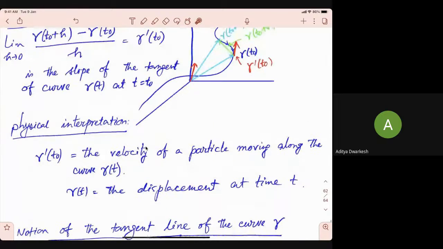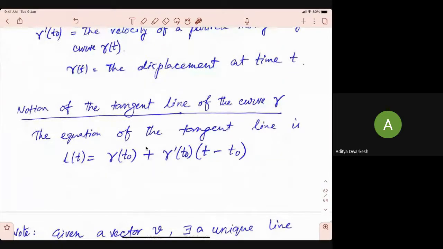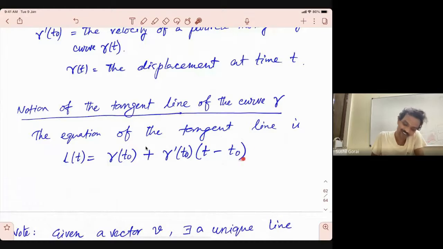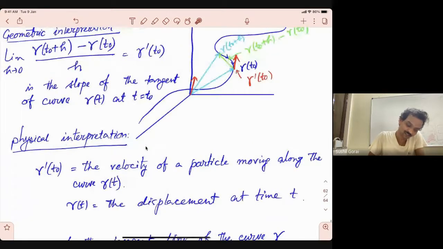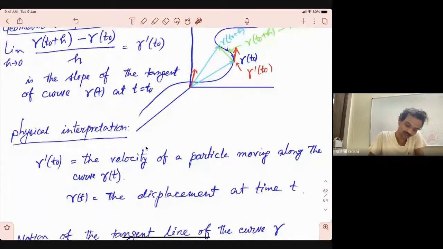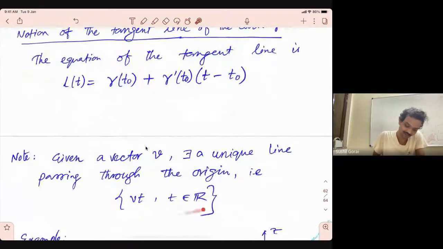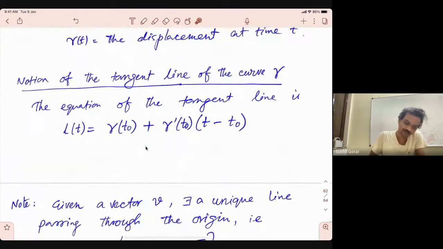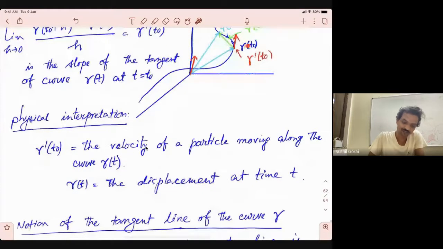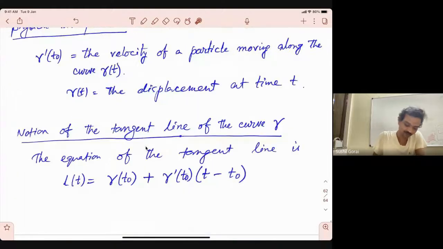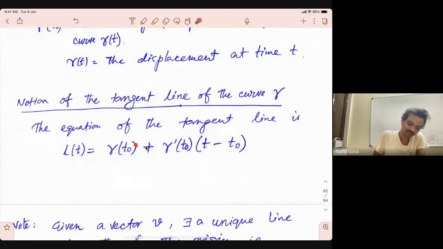You shift t naught to the origin first, and then look at this t times v part, what I said, and then shift that back to gamma t naught. Shift that back to gamma t naught, right? That's what it did. So adding this is actually shifting the whole thing back to gamma t naught.